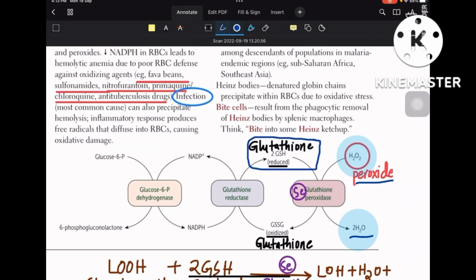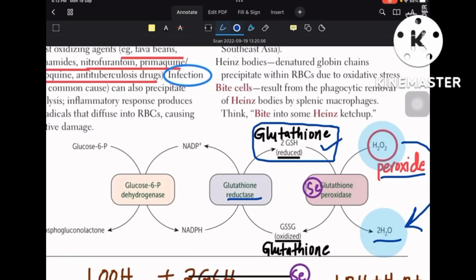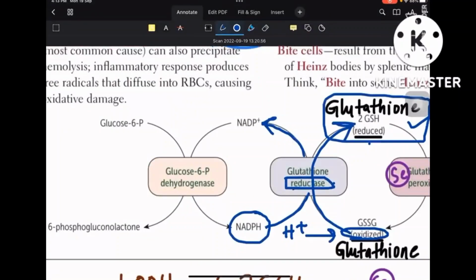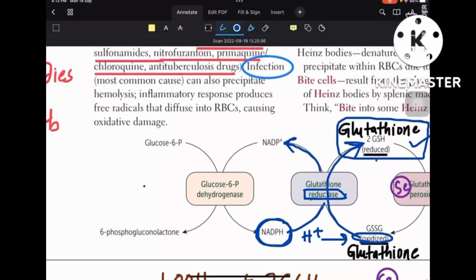So this is a two-substrate, two-compound reaction. Glutathione in the reduced form is required for converting hydrogen peroxide into water. In order to have this glutathione in the reduced form, you need an enzyme, right? That enzyme is glutathione reductase. This reductase converts the oxidized form of glutathione into its reduced form. In order to convert something from its oxidized form to reduced form, we require NADPH. So NADPH is converted into NADP plus, and by providing one H plus, the oxidized form is converted into the reduced form. In order to have this NADPH in our body, we need one cycle functioning, that is HMP.